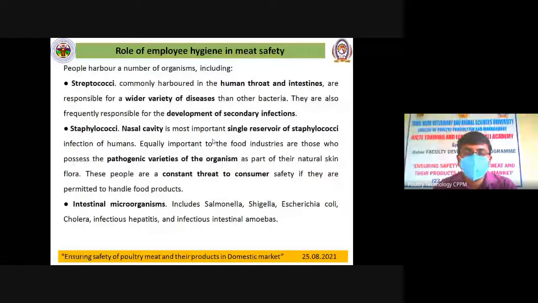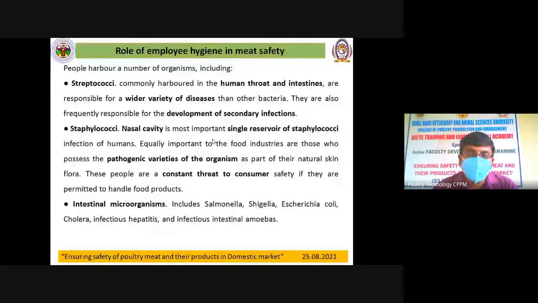So people may harbor a number of organisms, including staphylococci, streptococci, and the intestinal microorganisms, which include Salmonella, Shigella, Escherichia coli, and cholera, and infectious hepatitis, infectious intestinal amoebiasis. Apart from this, there are numerous organisms that people may harbor, and they will transmit the diseases to the food which is handled in an unhygienic manner.